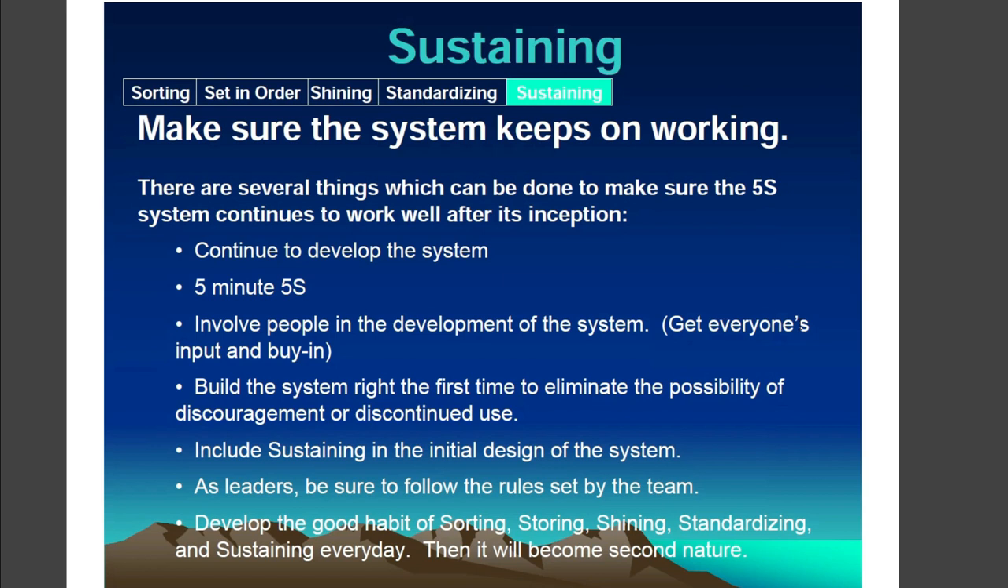Build the system right the first time to eliminate the possibility of discouragement or discontinued use. Include sustaining in the initial design of the system. As leaders, we should follow the rules set by the team. Develop the good habit of sorting, storing, shining, standardizing, and sustaining every day. Then it will become second nature.